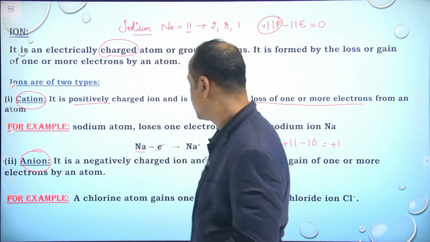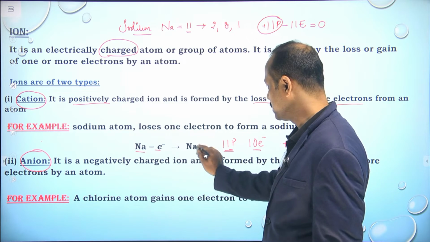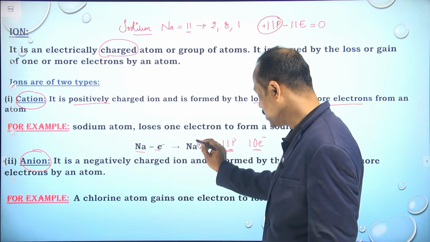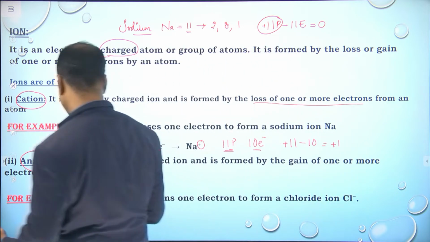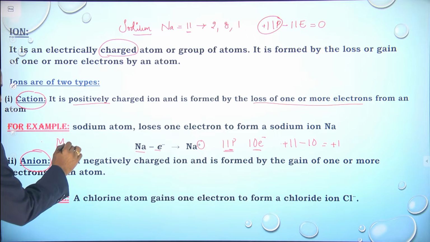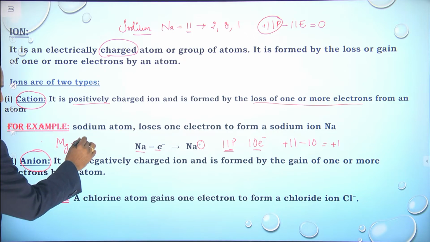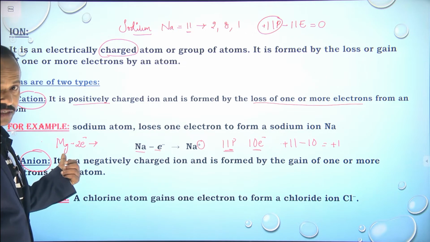Okay. So now you see, for example, sodium. Sodium is losing one electron, so this becomes Na plus 1. Okay, only one plus is there. For example, you take some other atom. I am taking magnesium. I am writing here magnesium. This magnesium can lose 2 electrons. Can lose how many electrons? 2 electrons.